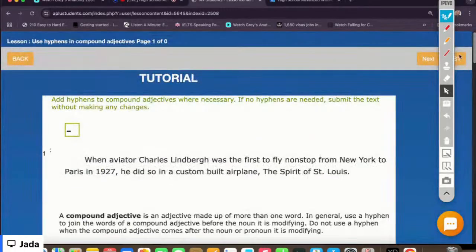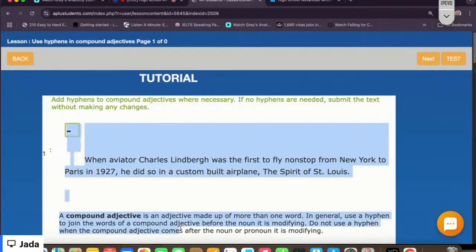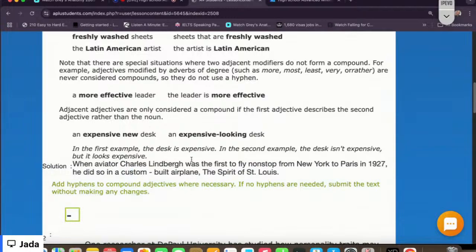So let's look at some of the examples. So we have what here? So when aviator Charles Lindbergh was the first to fly nonstop from New York to Paris in 1927, he did so in a custom-built airplane, the Spirit of St. Louis. So we have what? Add hyphens to compound adjectives where necessary. If no hyphens are needed, submit the test without making any changes. So we need to add a hyphen in between custom built. Okay.